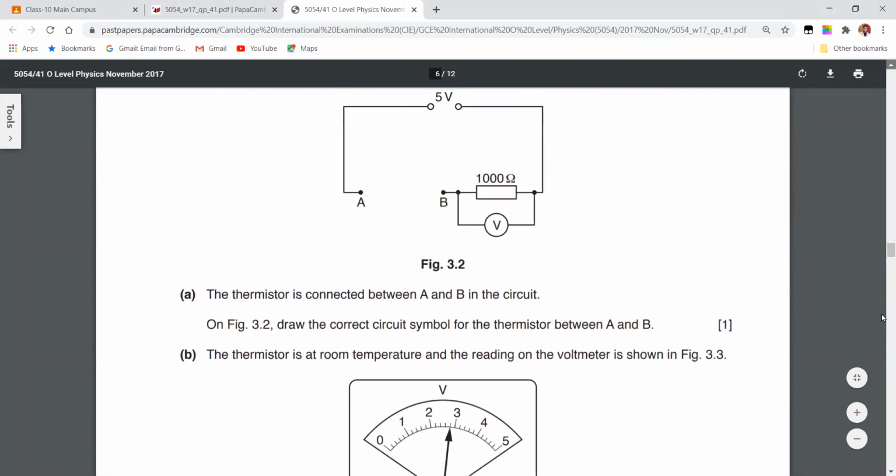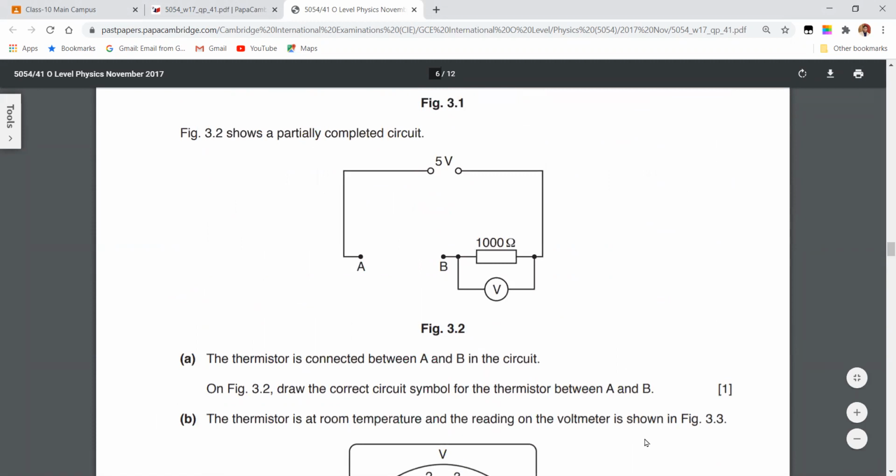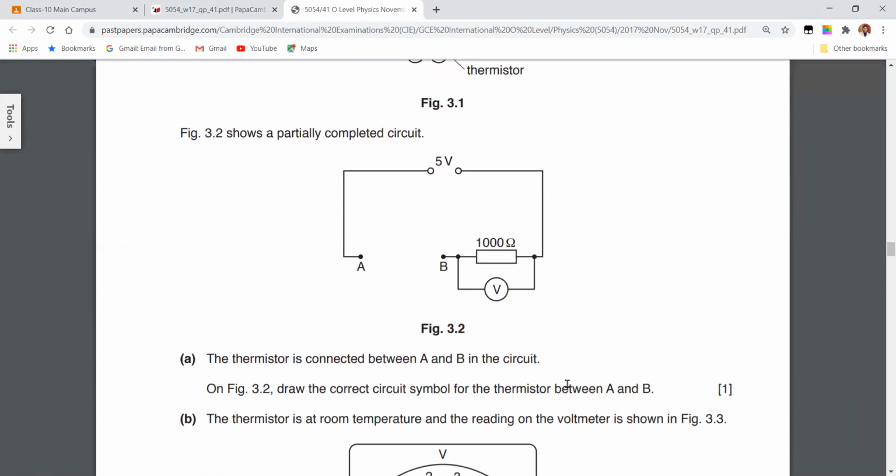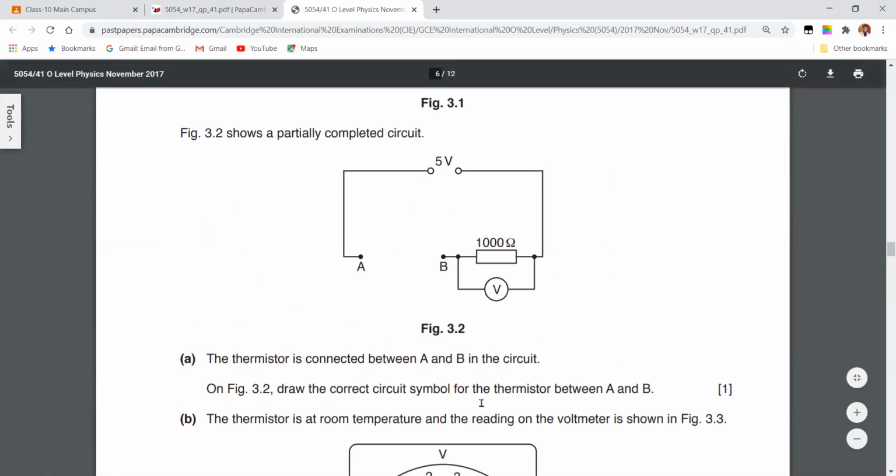Can you please read, Adnan? The thermistor is connected between A and B in the circuit. On figure 3.2, draw a component for the thermistor between A and B.